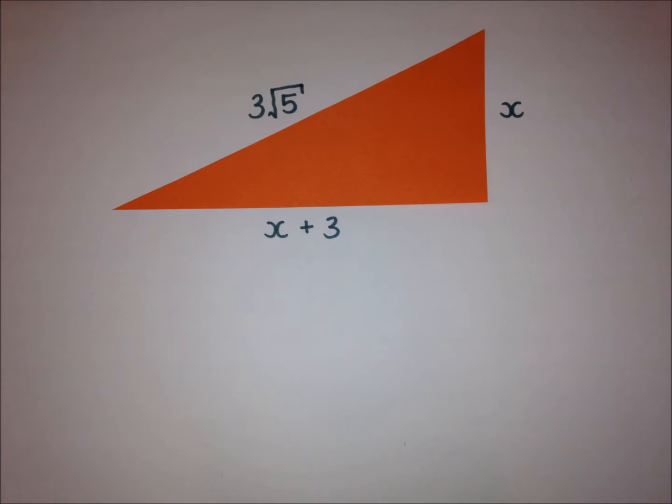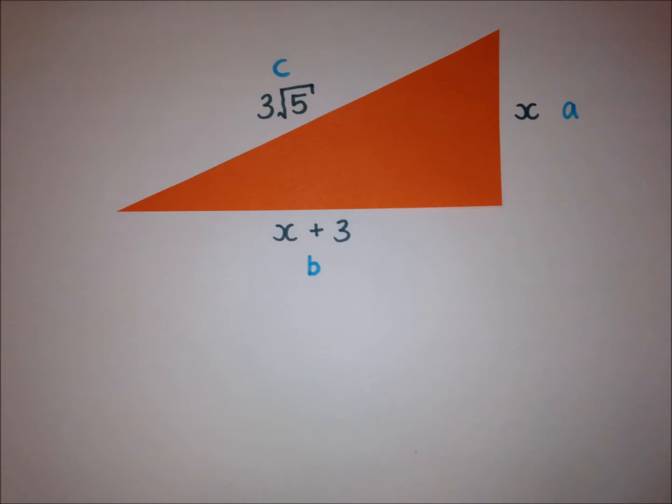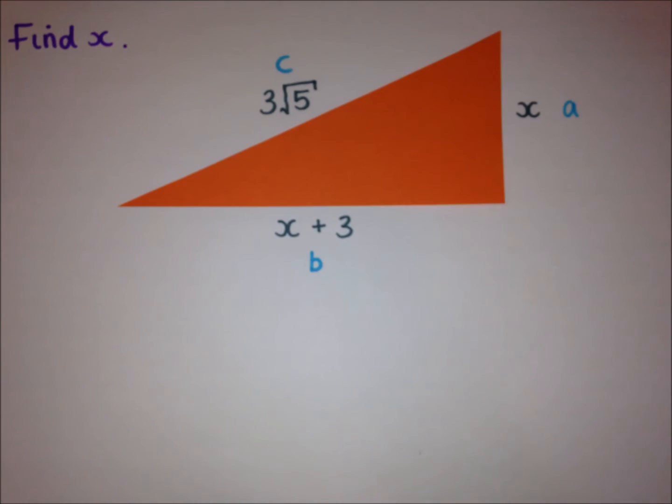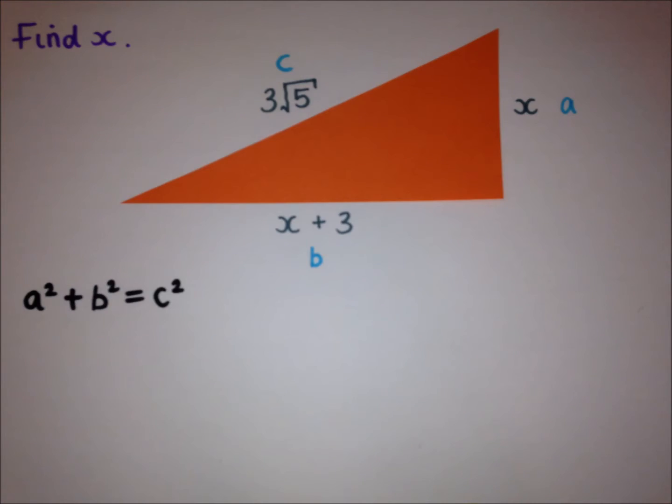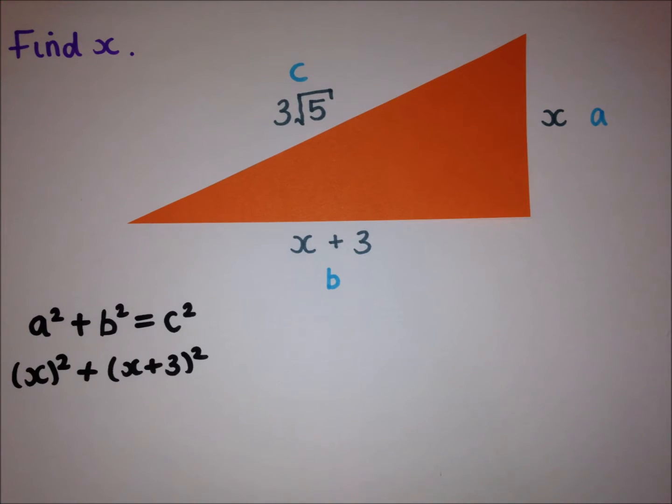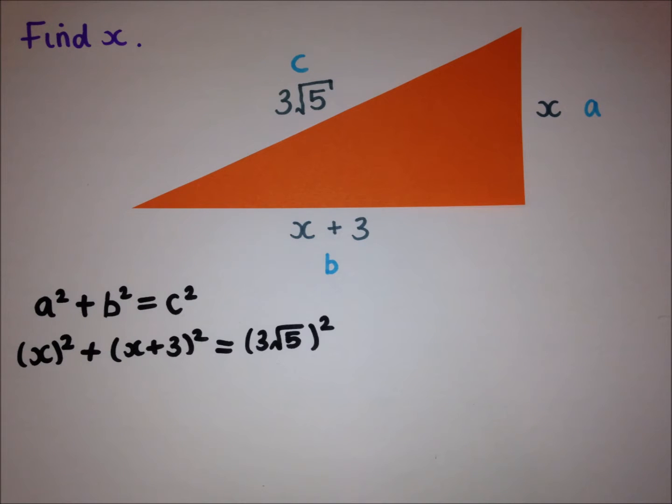Here is a more difficult example using a bit of algebra and quadratic equations. We have a right-angled triangle with hypotenuse C, length 3 root 5, and other sides A and B of length x and x plus 3 respectively. Let's find x. First we substitute the lengths of the sides into Pythagoras' equation to get x squared plus (x plus 3) squared equals (3 root 5) squared.